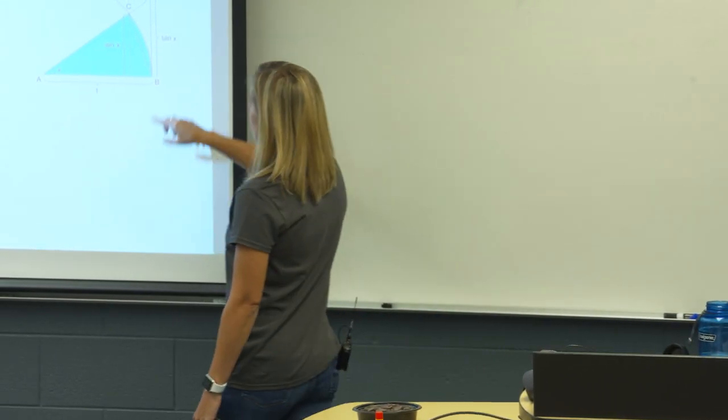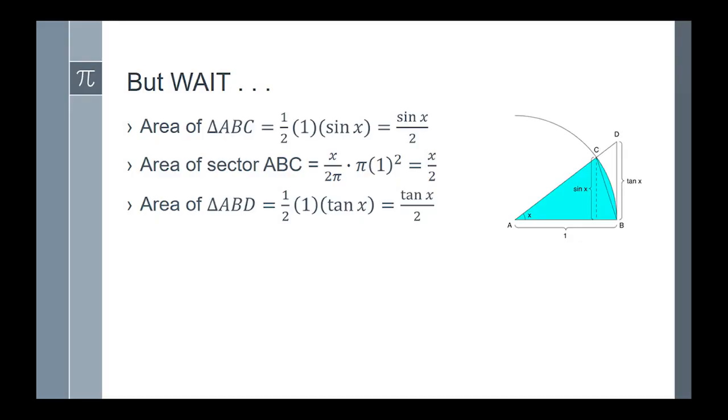Now if we look at this larger triangle, DAB or BAD, and we find the area of that, again, that's half the base times the height. We have a base of 1, and we said this height was tangent of x. Simplifying that, we get tangent of x over 2.